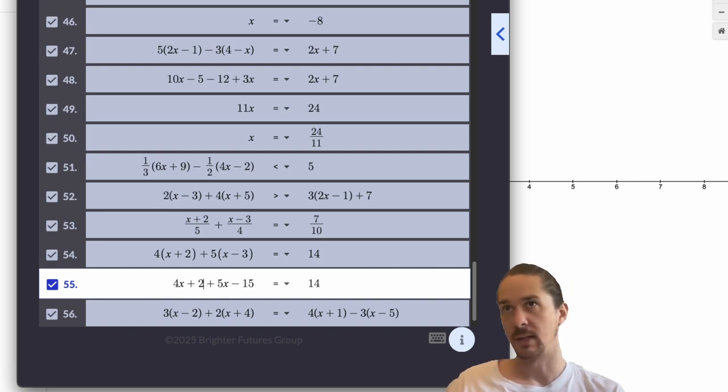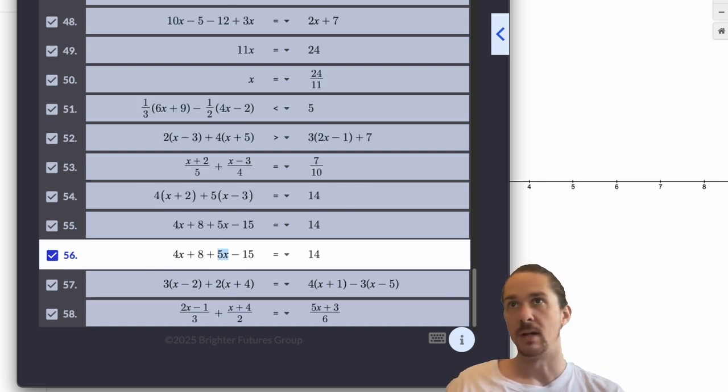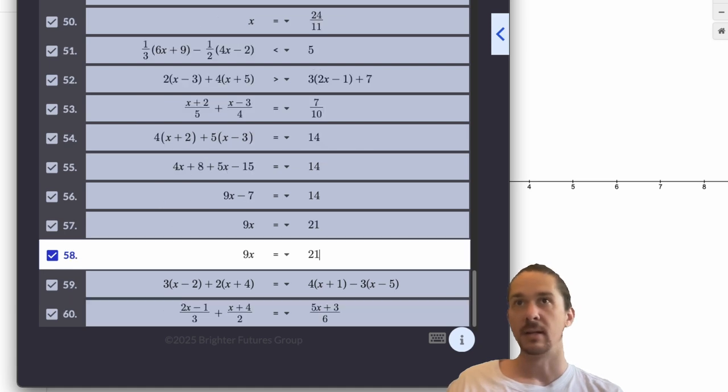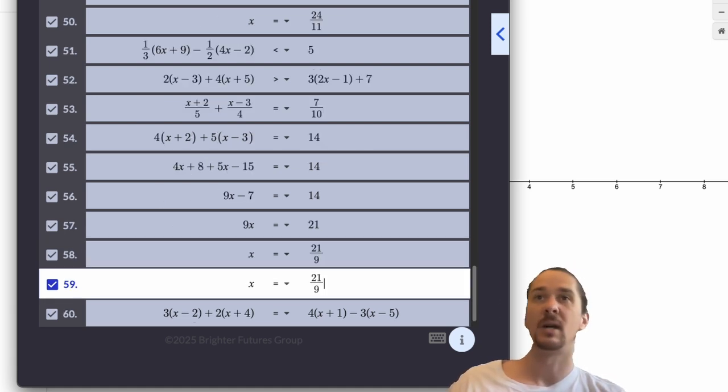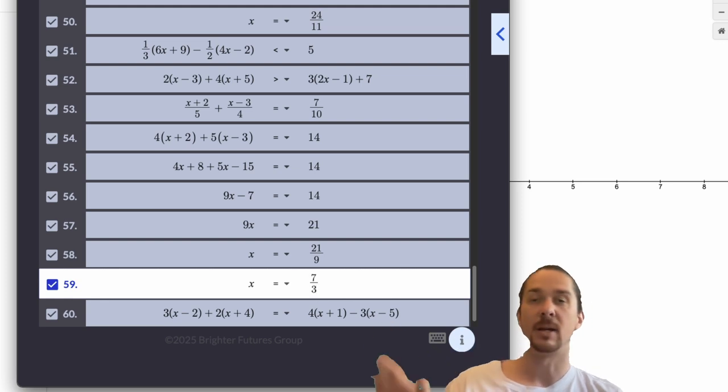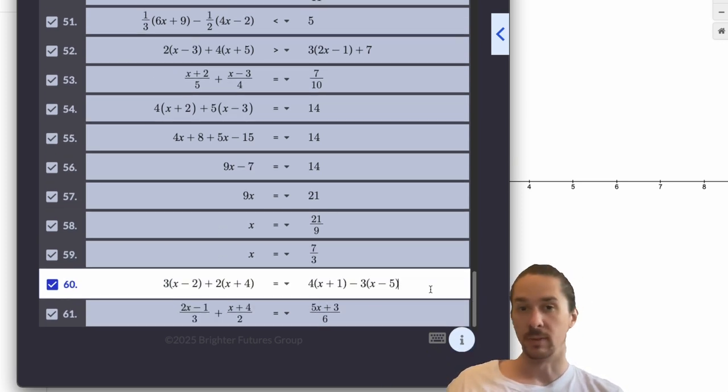This is 4x plus 8, which means we have 9x minus 7. If I add 7 to both sides, 9x is 21. And then if I divide both sides by 9, I get that x is 21 over 9. Now, I'm not done simply because 21 over 9 is not fully simplified. That's 7 over 3. And I can leave my answer as an improper fraction like that. Oh boy, we're getting close to the end of these questions.